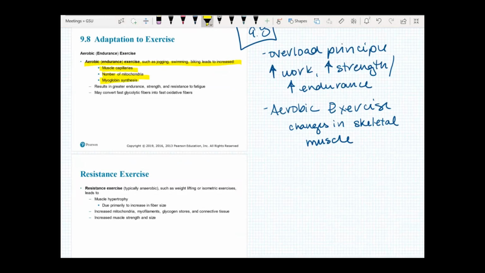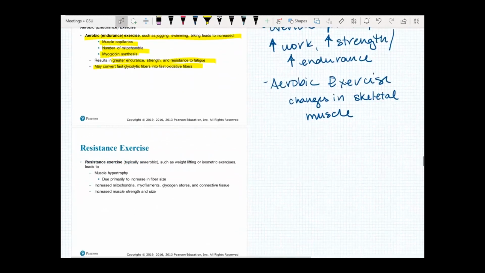which is found in your blood. So aerobic exercise will actually change your skeletal muscle these 3 ways. If it changes this, you get greater endurance, strength, and resistance to fatigue. What's also interesting is that it may convert your fiber type. So regular endurance may convert fast glycolytic to fast oxidative.